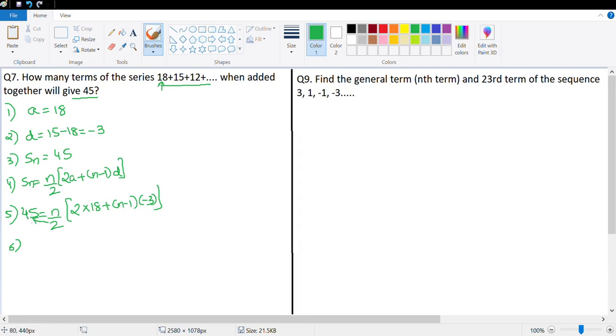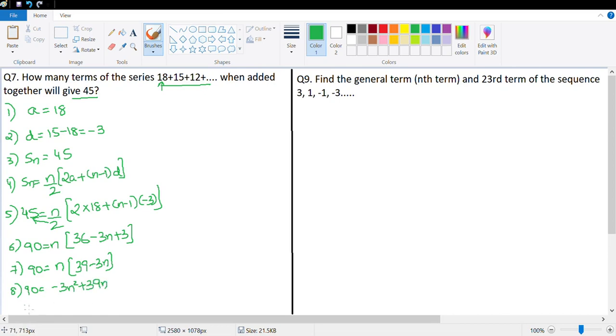So 45 into 2, that's 90, is equal to n times 2 into 18, 36. Negative 3 into n, that's negative 3n. Negative 3 into negative 1, that's plus 3. So this is 90 is equal to n times 39 minus 3n. Let's open the bracket. That's 90 is equal to negative 3n square plus 39n.